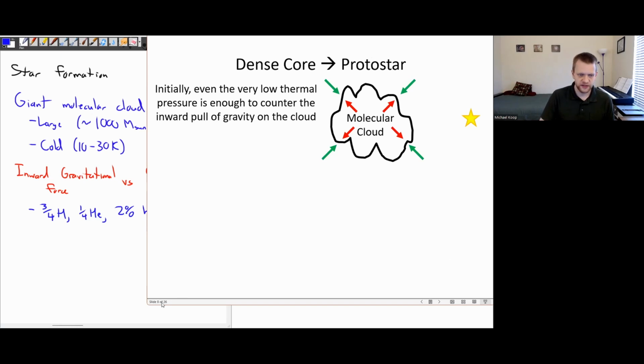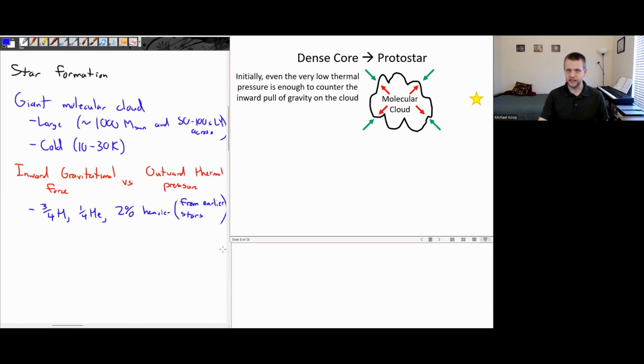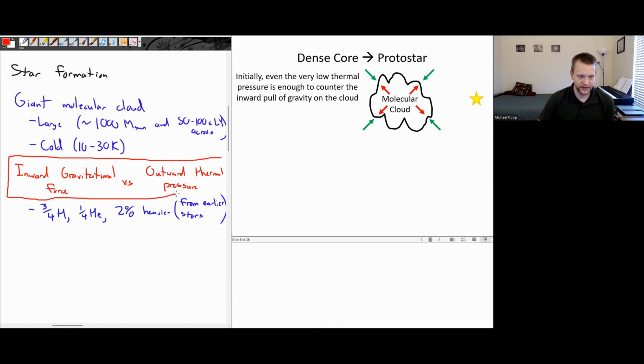So we have this giant molecular cloud, this large cloud of cold, dense gas in space, and we want to know, how is this actually going to start forming stars? Well, again, it's going to be all about this battle between the inward gravitational force of all that gas gravitationally attracting each other and that outward push of thermal pressure. Initially, even though the temperature is very, very low, only like 10 to 30 Kelvin, these giant molecular clouds have enough thermal pressure to support themselves against collapse.